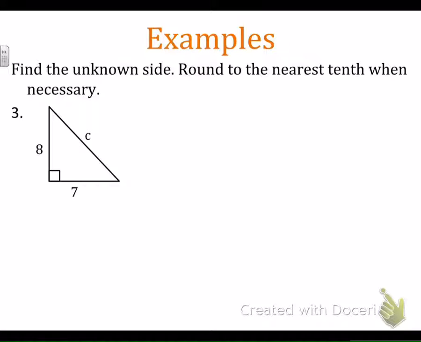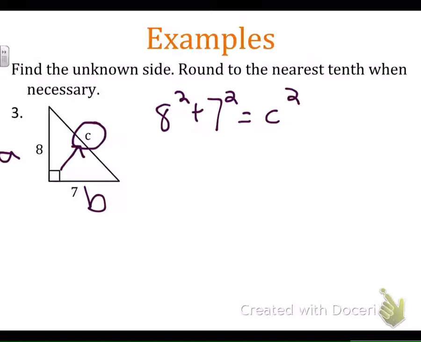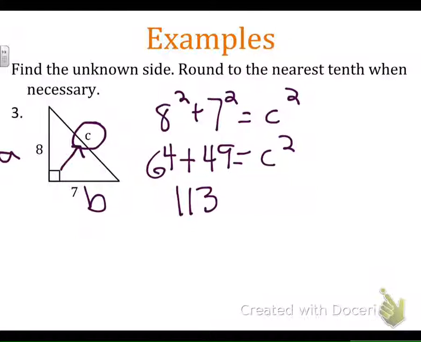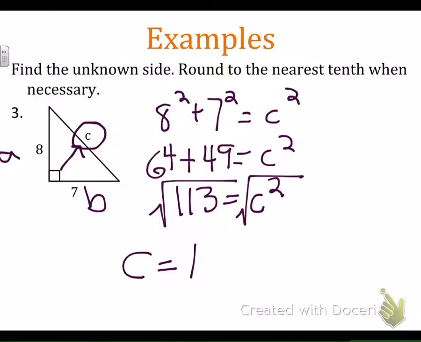Alright, so first, our c actually is what we're looking for. There's our c. We're given our a and our b. Now your a and b can be intertwined. It doesn't matter which one you have as a and which one you have as b. Alright, so 8 squared plus 7 squared equals c squared. So 64 plus 49 equals c squared. So 113 is equal to c squared. Then to get rid of that square, you got to square root each side. So square root of 113, 10.6. So c is equal to 10.6.